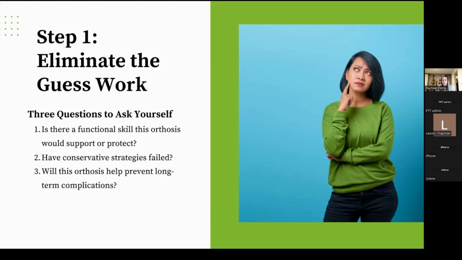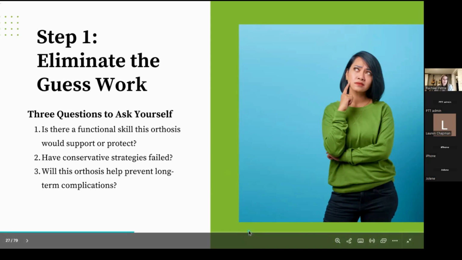Have conservative strategies failed? Splinting is not usually our number one go-to. We use it in conjunction with other things. It's just one thing in our tool bag. So have you tried home exercise programs? Have you tried stretching and massage and neuromuscular facilitation? Are those things helping? Have you tried different positioning strategies, but everything is still status quo? You're not really seeing a lot of improvements. That might be an indicator that you need to do something a little bit different.